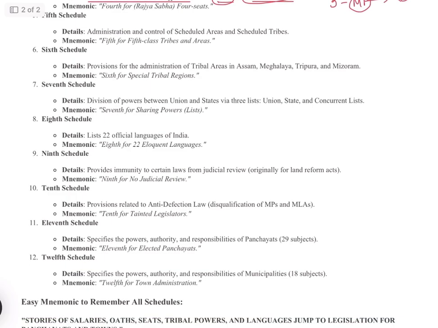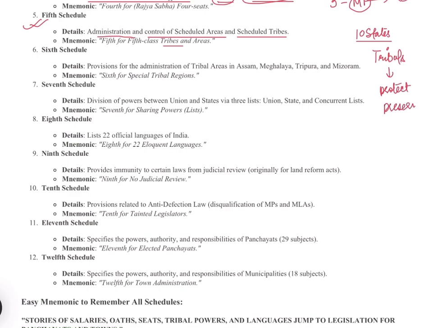Next one is the fifth schedule. The fifth schedule is about tribes. There are 10 states in our country where tribals live. How the administration and control of those areas will be done is given under the fifth schedule, because our constitution and our government do not want to disturb the traditional culture of tribals. They want to protect and preserve it.